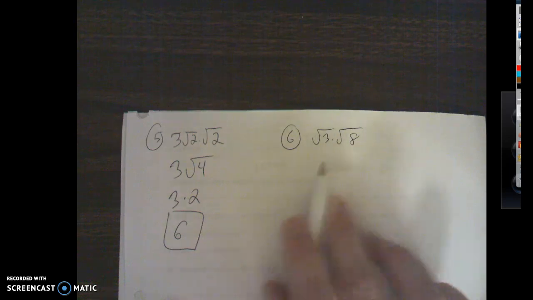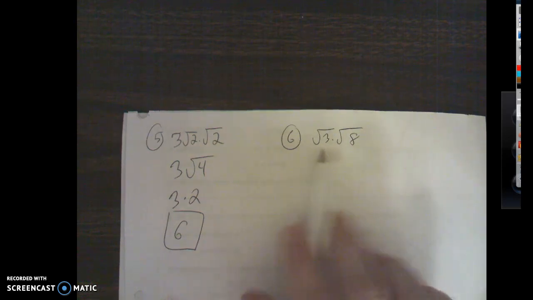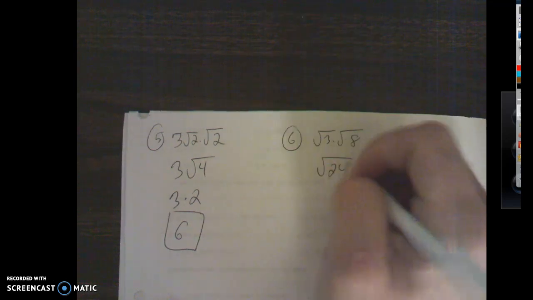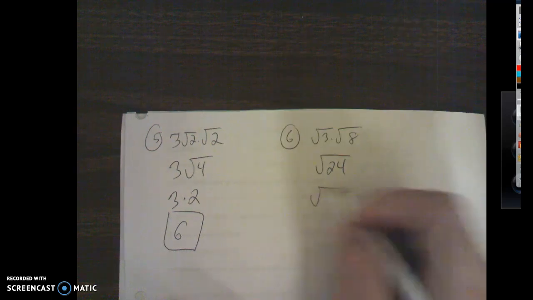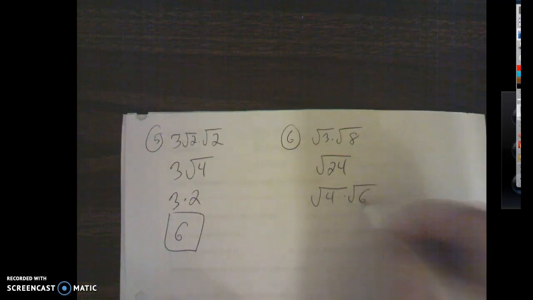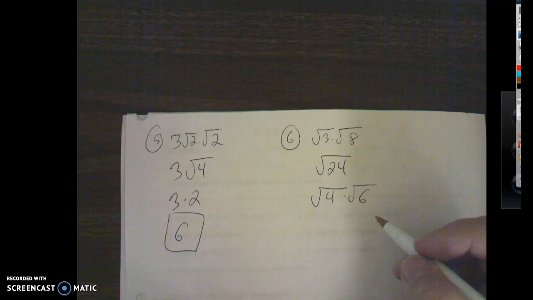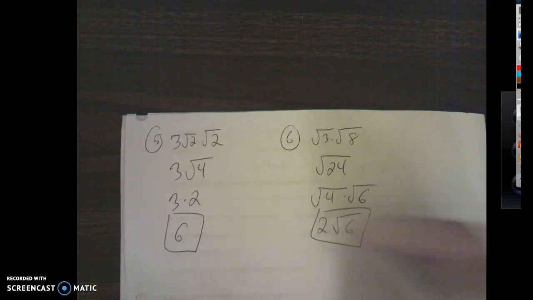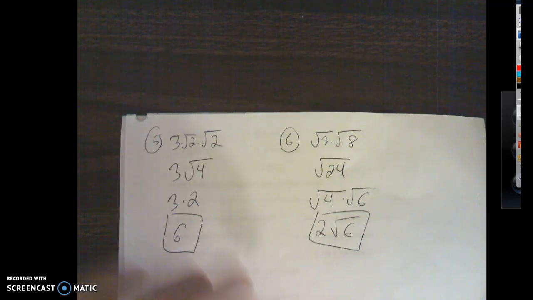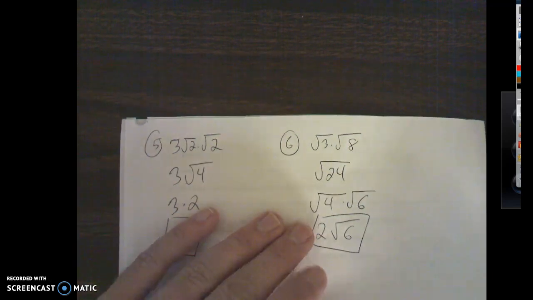Okay. Cool. Number 6, root 3 times root 8. Now, again, different ways to do this. Since they're both square roots and you're multiplying, let's multiply them together and get 24. Okay, what perfect square can go in 24? Well, 4 can, 6 times. What's the square root of 4? 2. Sweet. Okay, and again, you can check all of these via calculator if you would like to.